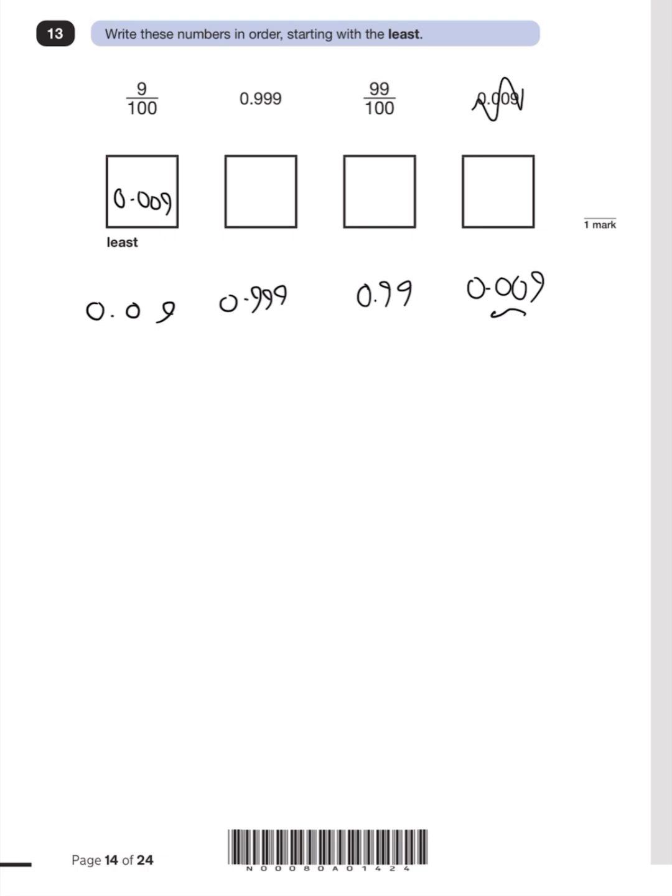That one's done. Now this one has a 0. So we're going to take this number now. 9 over 1,000. Sorry, 9 over 100. And then we've got 0.99 and 0.999. They both start the same, 99. This one has an extra 9, therefore it's bigger. So this one is smaller. So we're going to take this one, 99 over 100. And this is therefore the biggest, 0.999. That is number 13.